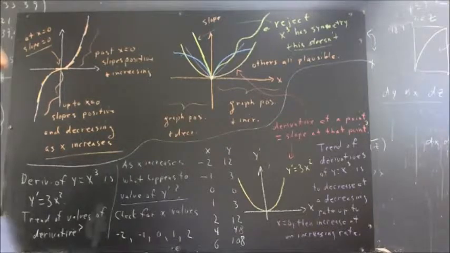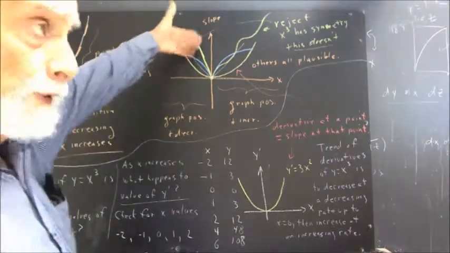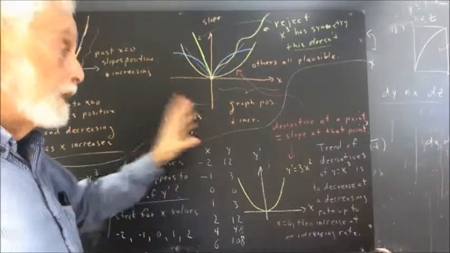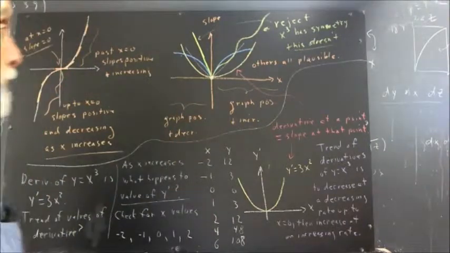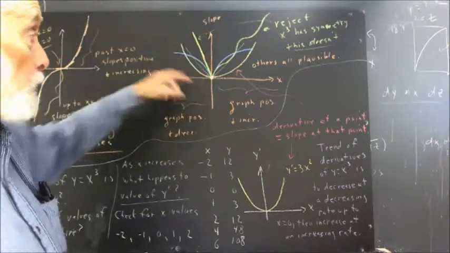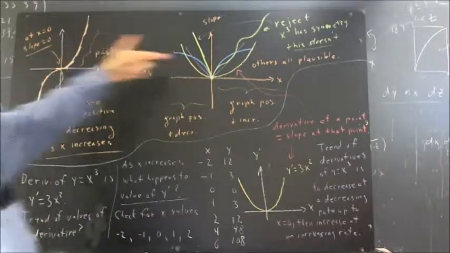Now we're going to proceed with some analysis that will tell us which of these shapes, if any, is the appropriate shape for the graph of slope of the x cubed graph versus x.